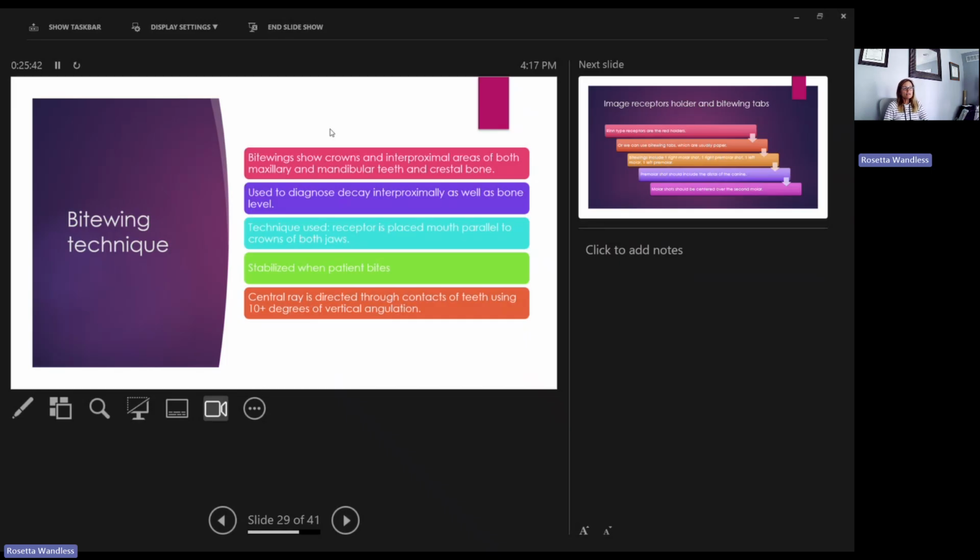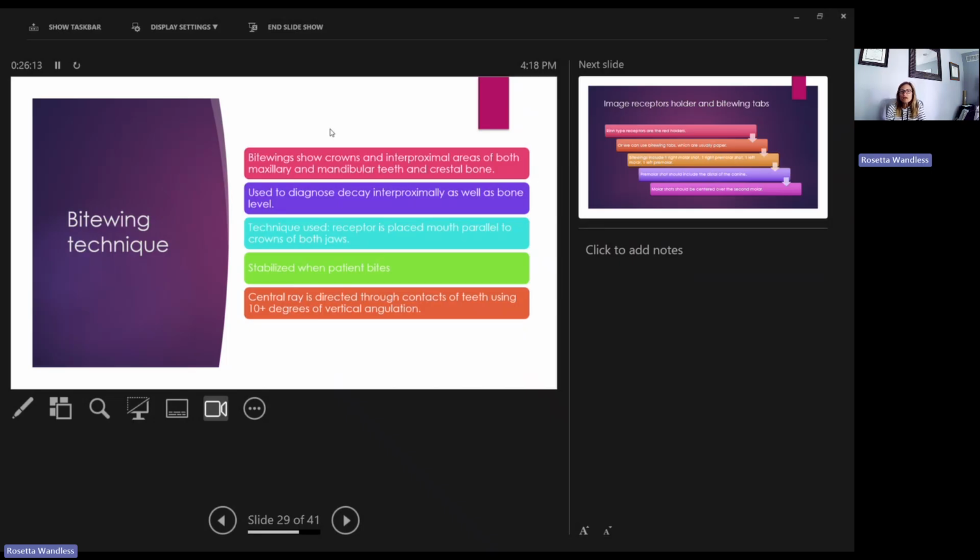Now, this is new material. We did not cover bite wing technique, so this is brand new. So why do we take bite wings? Bite wings show the crowns and interproximal areas of both the maxillary and mandibular teeth, as well as crestal bone. What is crestal bone? It's that bone that looks like a wave in between the teeth, and we want to see if there's any loss of that crestal bone for periodontal reasons.